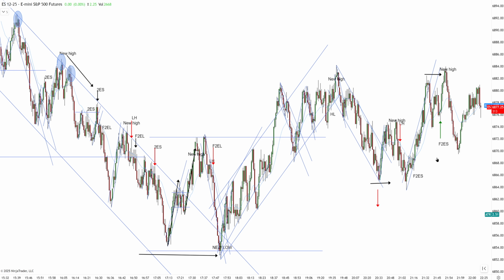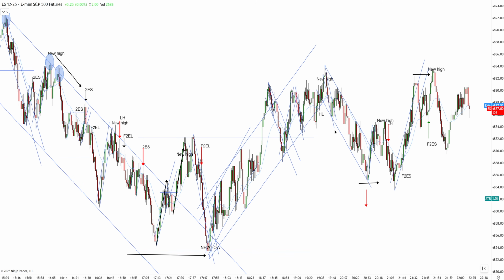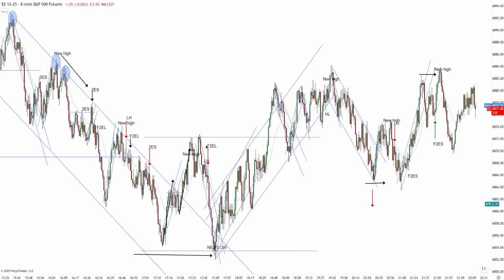Great lower high to finish the day with, and a great failed second entry short right here. So you can see trend line rule in full effect. This is why we look for these channels. This is what's going to help you navigate the market accurately, and you know exactly what to expect.